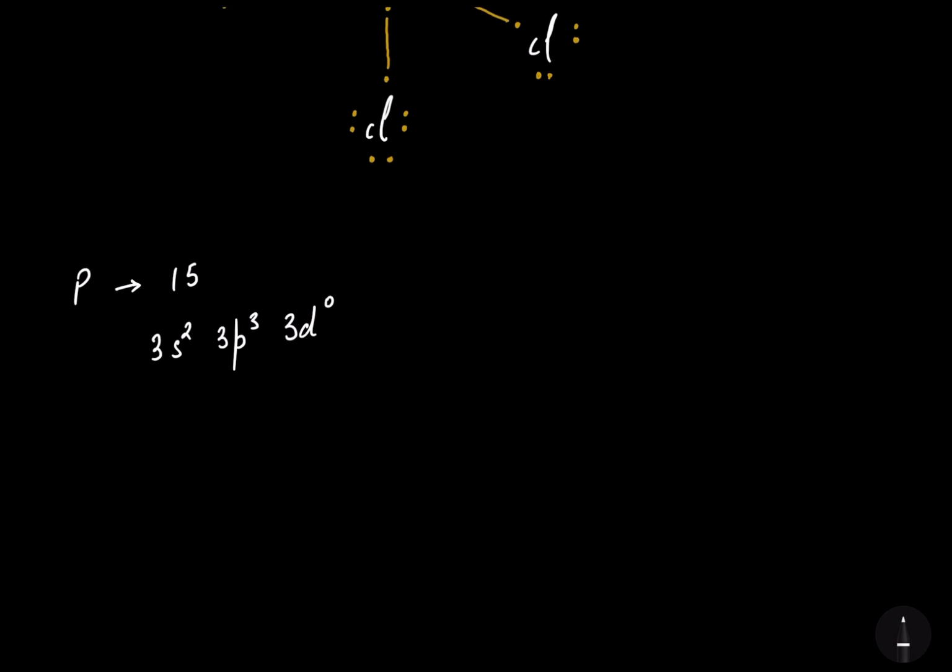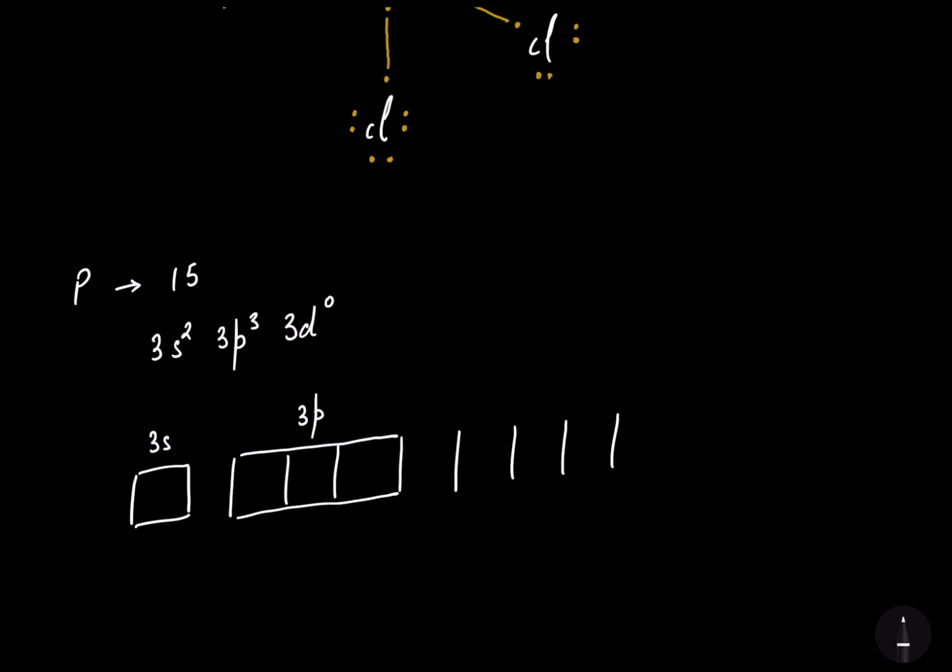Now, let's talk about 3s first. The 3s subshell will have 1 orbital. Now let's talk about 3p. The 3p subshell has 3 degenerate orbitals, that is orbitals with equal energies. Now let's talk about the 3d subshell. The 3d subshell will have 5 degenerate orbitals, that is orbitals with equal energies.